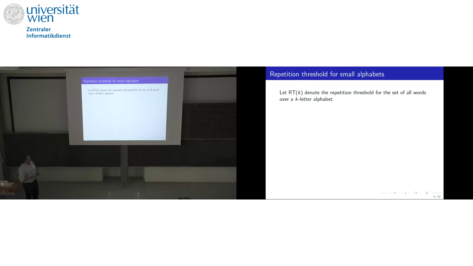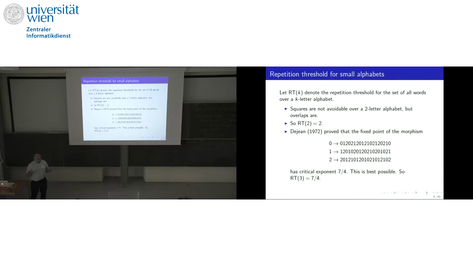And squares are not avoidable over this, as we saw, over a two-letter alphabet, but overlaps are, and so that means that the repetition threshold is 2 for squares. And Dejean, in 1972, proved that the fixed point of this morphism here has critical exponent 7/4. So this is best possible among all words over a three-letter alphabet. And so that shows that this repetition threshold for three letters is 7/4.